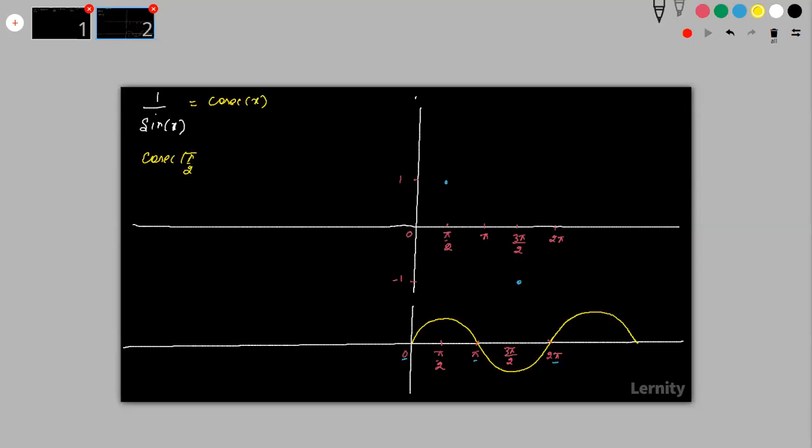For pi by 2, cosec of pi by 2 means 1 by sine of pi by 2, which is equal to 1. So at this point it will be equal to 1. For pi by 2, cosec x is 1. Did everybody understand this point? I hope everybody understood that when x is pi by 2, cosec x takes the value 1. So this point is pi by 2 comma 1, that means cosec pi by 2 gives you 1. That is why I marked this point. Okay, very good.